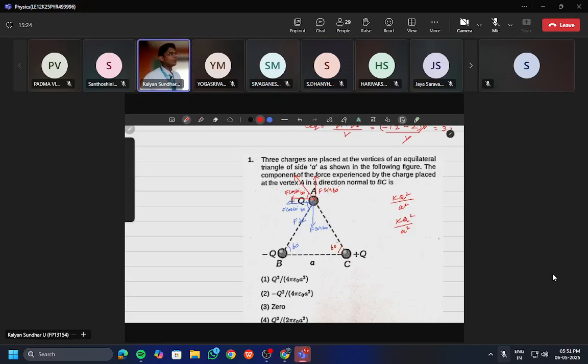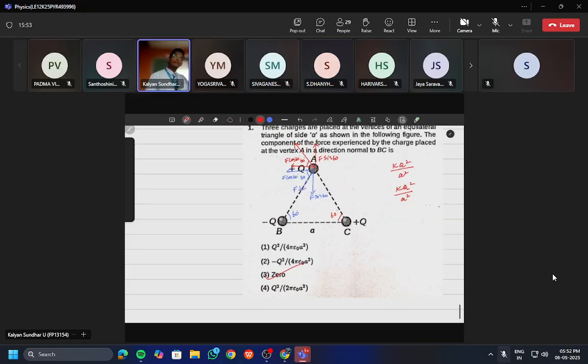So overall, along this axis, the vertical component of the force will get cancelled out, and the horizontal component of force will be getting added up. Now what they are asking is the component of force experienced by the charge placed at the vertex in a direction normal to BC. What is normal to BC? Perpendicular to BC. Is there any force perpendicular to BC? They are equal and opposite. So what is the answer?